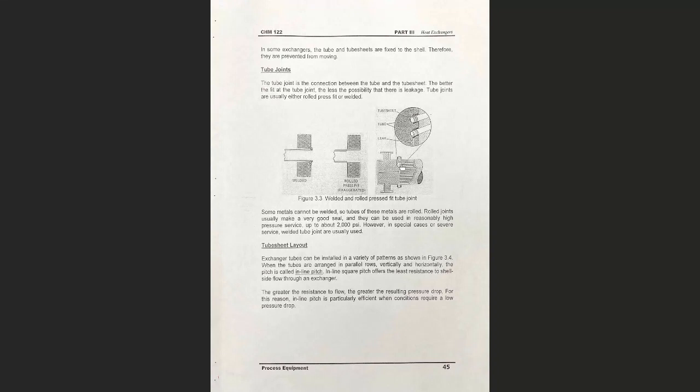إنه الهيت transfer should take place with both fluids being mechanically isolated. There is no mixing between the fluids. So the book talks about how the tube joint is made. Okay, tube joints are usually either rolled press fit or welded.